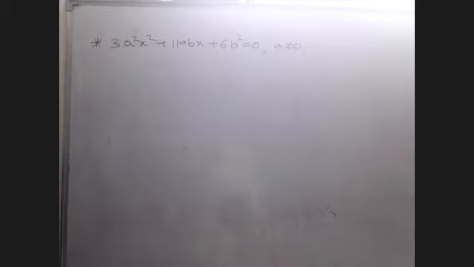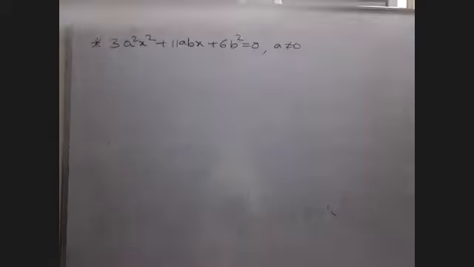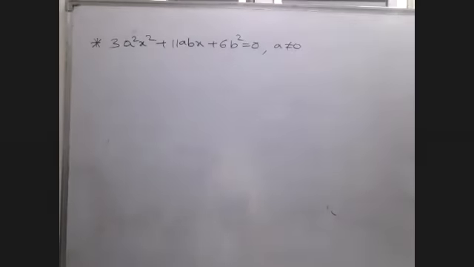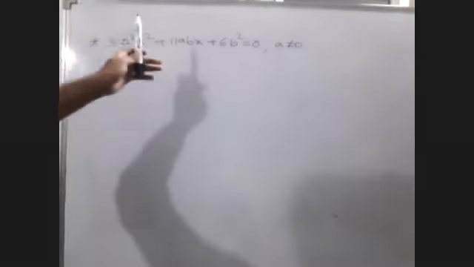Now we have to solve this. So we have to find what the x values are. Right. See, is that a quadratic equation or not? We have x square is there, x is there. So clearly this is a quadratic equation.